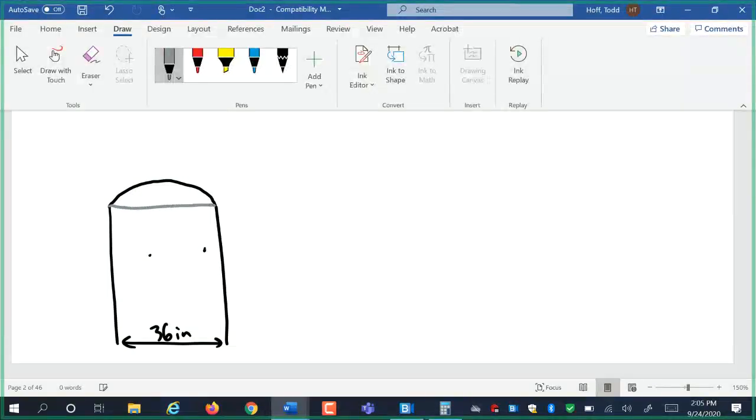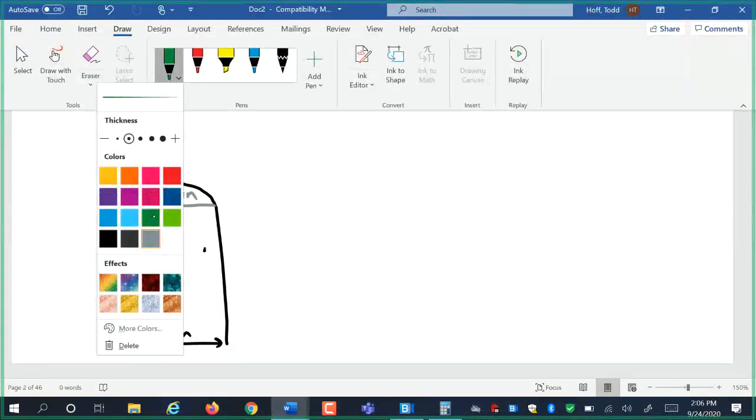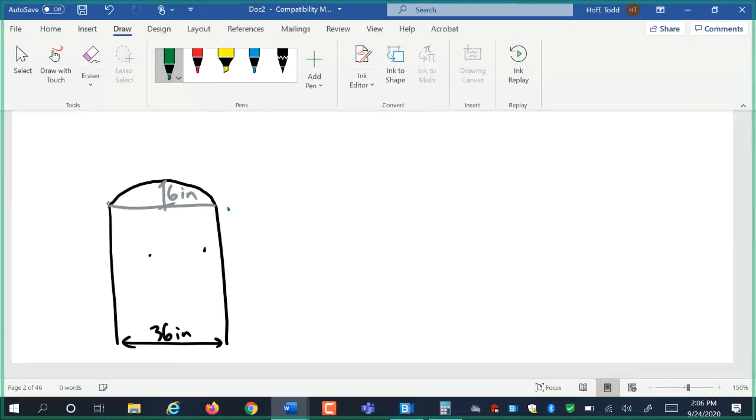So that arch is going to have a rise of, let's say, 6 inches. To create that arch, to draw that arch so we know how to cut it out, we need to know the radius of this circle that contains it. The radius like that.